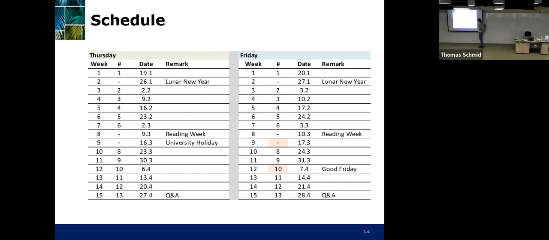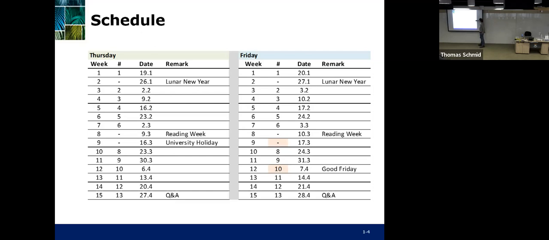So this is the schedule for the semester. For your understanding, I'm teaching 3 sessions of this course: this Friday afternoon session, plus a Thursday afternoon session. That's why you also have Thursday here. Today is the first lecture, that's very standard. Then of course we have the New Year break.